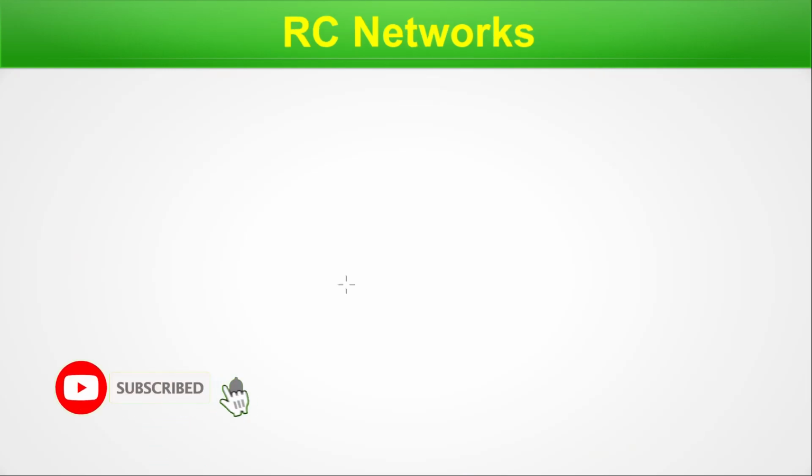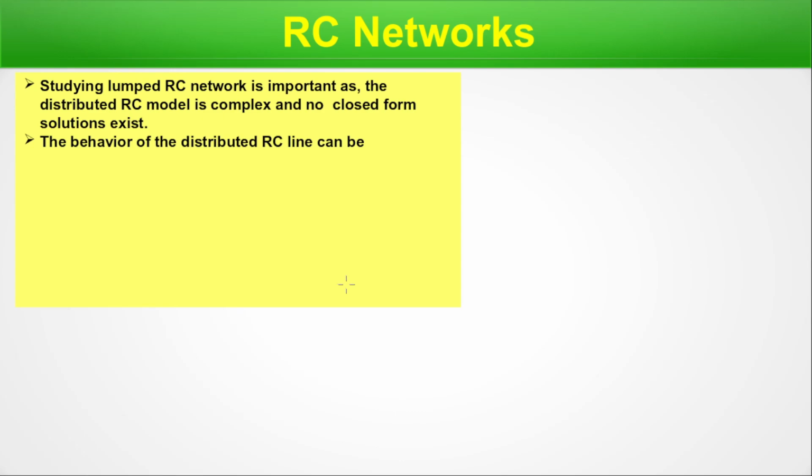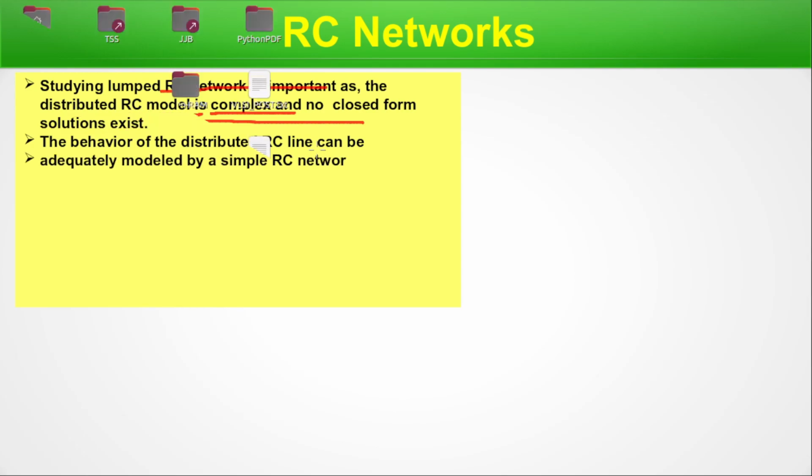So next slide, RC networks. Studying lumped RC networks is important, as the distributed RC model is complex and no closed form solution exists. The distributed RC model is a better approximation, although it has no closed solution and solving is complex. The behavior of the distributed RC line can be adequately modeled by a simple RC network. So when the model is accurate but solving it is complex, we go for another approximation. We approximate it as a simple RC network and then try to find the solution.